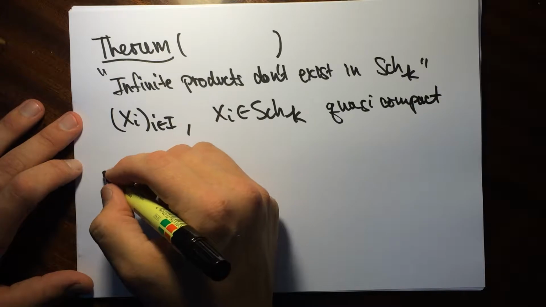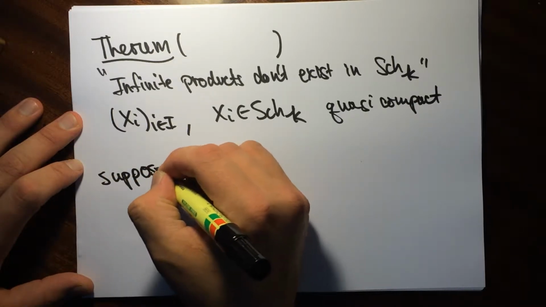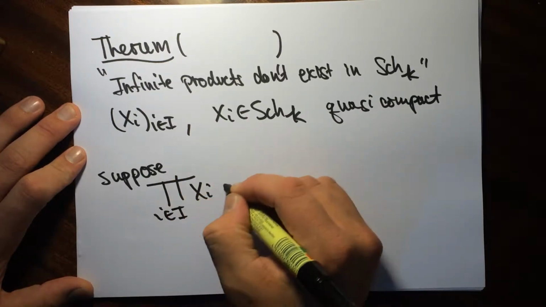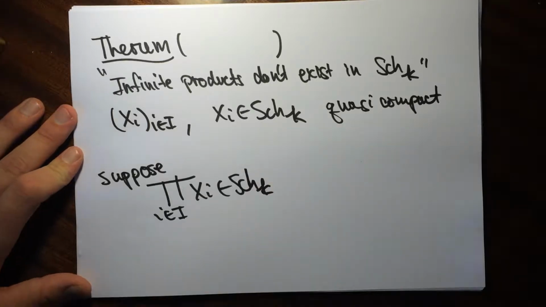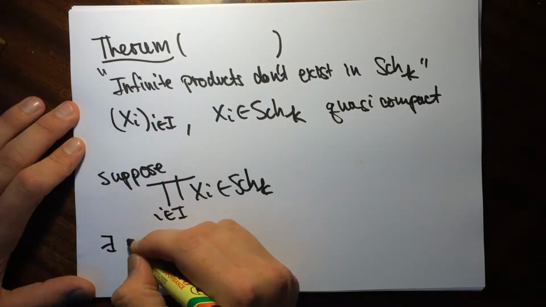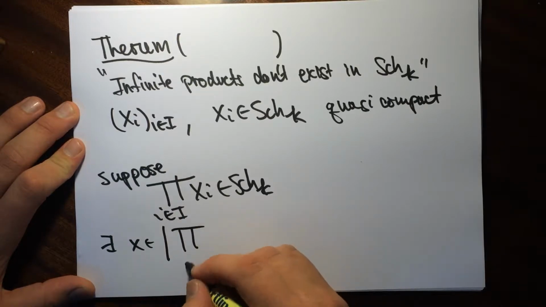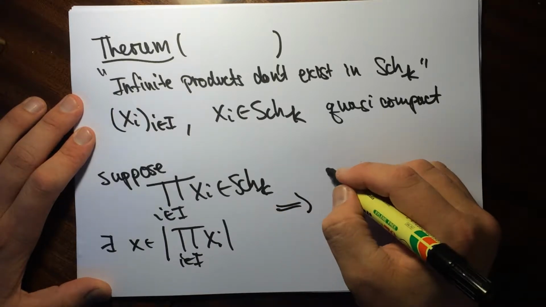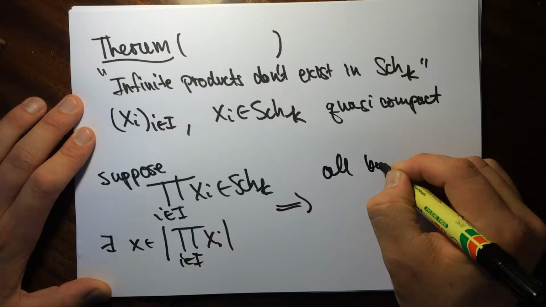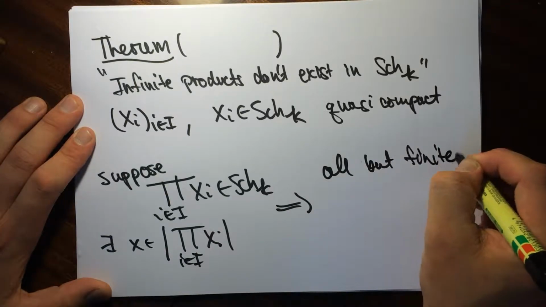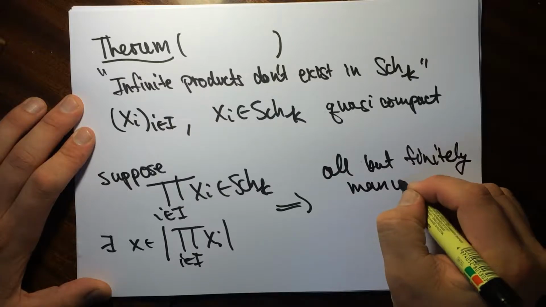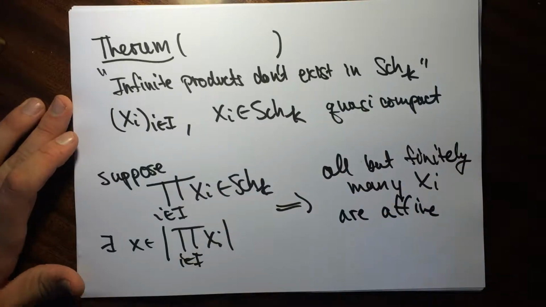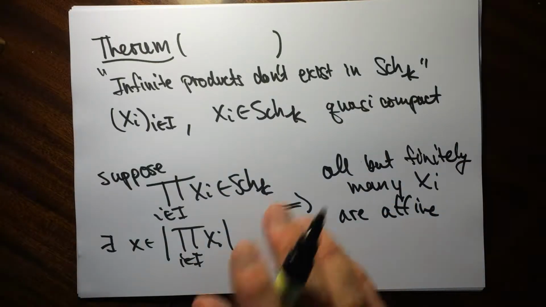Okay, and if we suppose the following, that this product exists and it's a scheme, so it's represented by a scheme, and that there exists a closed point. So this is my notation for the closed points. If this exists, then for all but finitely many, the X_i are affine. Okay, so this is the theorem that I want to prove.